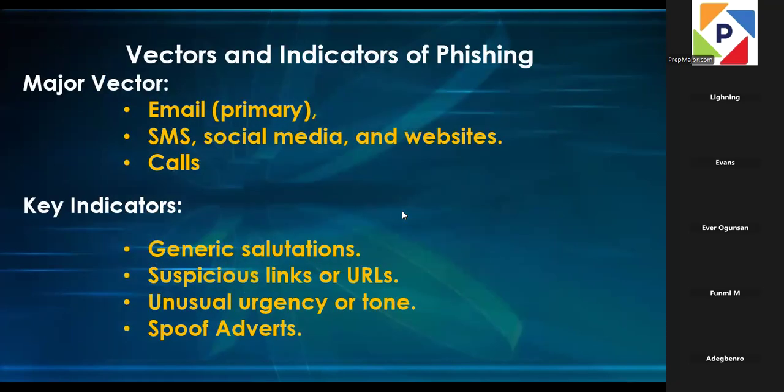So now, vectors and indications of phishing. The primary one is email. Remember I told you, I have social media, Facebook, TikTok, all of them. Key indicators: generic salutation, we'll talk about this later. They send suspicious links or URLs, I've talked about it. Then unusual urgency or tone, spoof adverts. When you open your mails and you have some adverts coming onto your mails, advertising things, some of those things are malicious. Sometimes it comes as pop-ups on your laptop screen or your phone screen, or you download a particular app over Play Store and it has pop-ups on it.